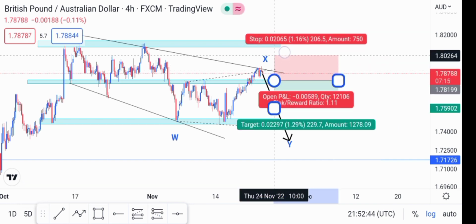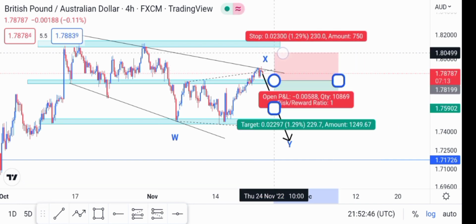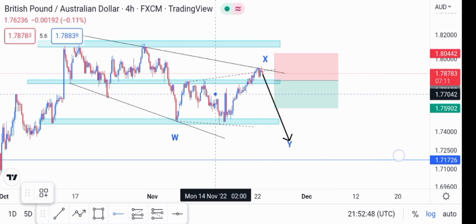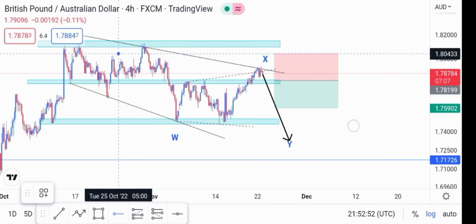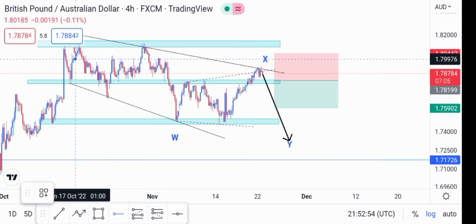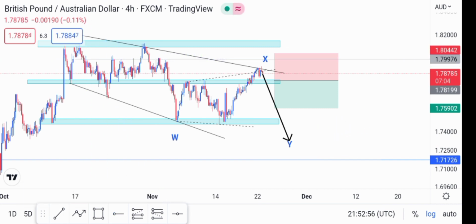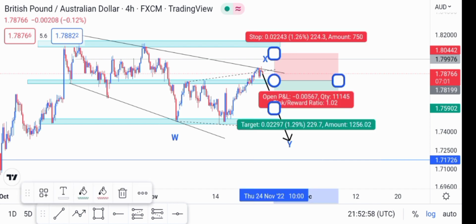Stop loss, I'll just put it right over here above this level. The reason why I'm putting my stop loss above this area right over here is because you can see this level here as well was respected. So I'm giving it a little bit of room to breathe.